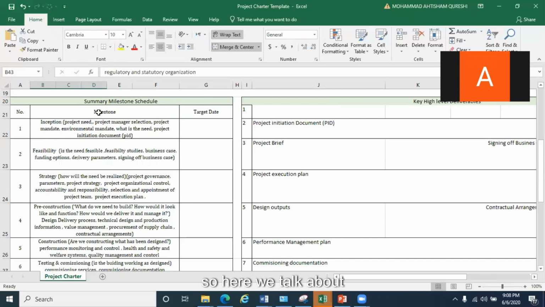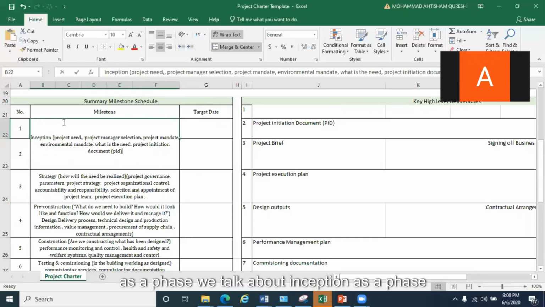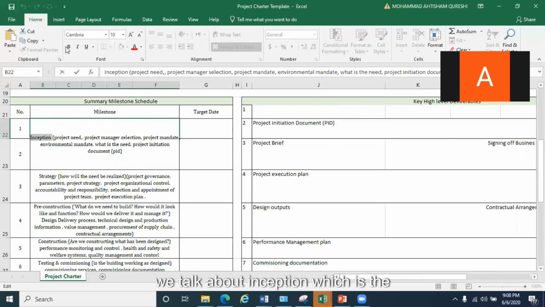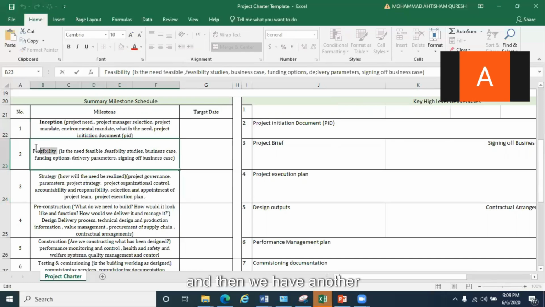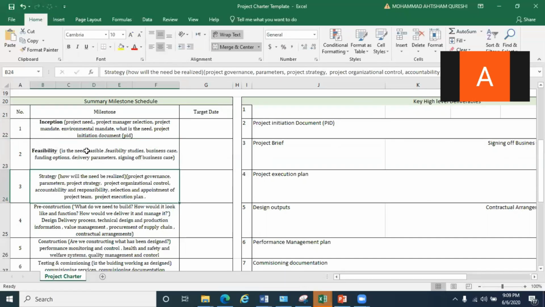So here, as a phase, we talk about inception, which is more like the initiation of a project, where we end up developing the project charter, or preparing the justification for the project. And then we have another phase, which is the feasibility phase. It can be an assessment phase, where we assess the technical feasibility or financial feasibility. Are we in a position to do this kind of work?